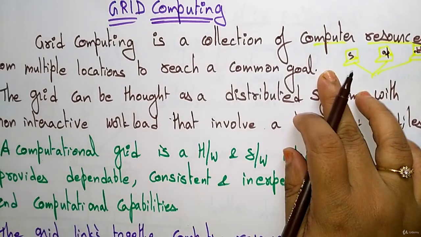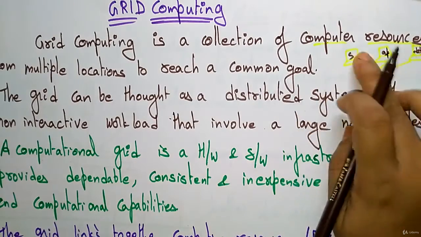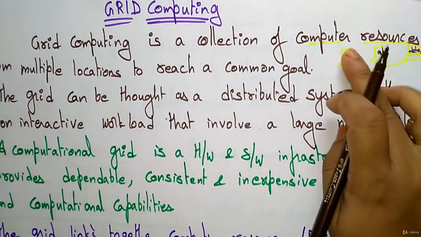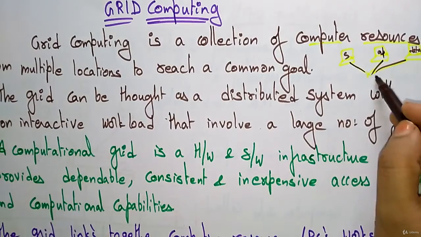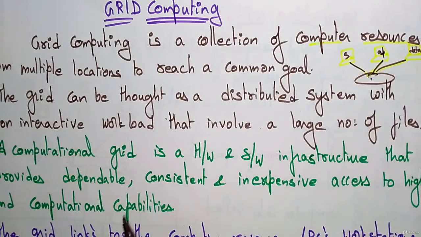So grid computing is a collection of computer resources from multiple locations, meaning from multiple systems, to reach the common goal. That is grid computing.